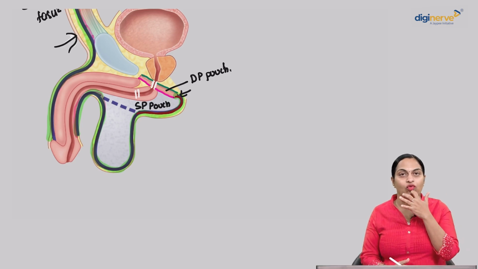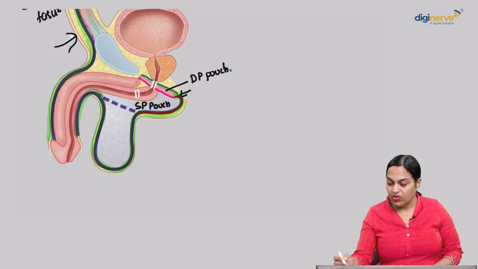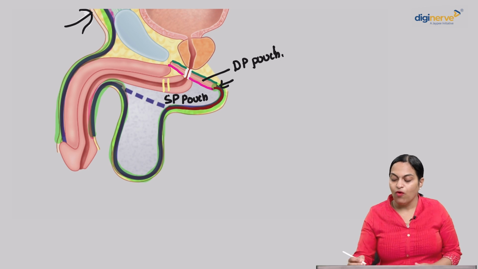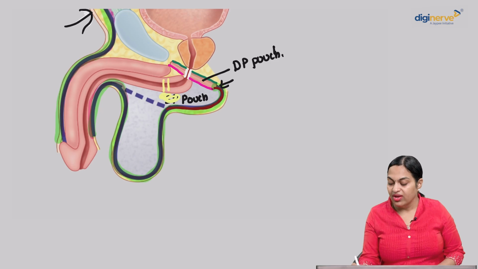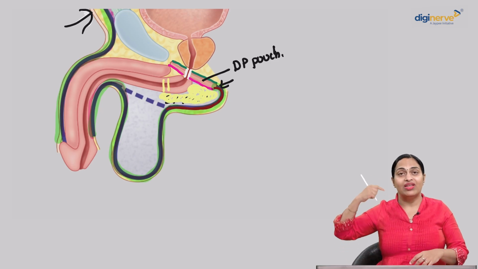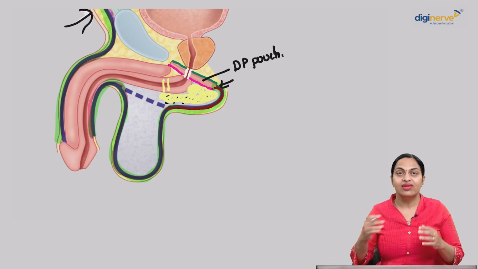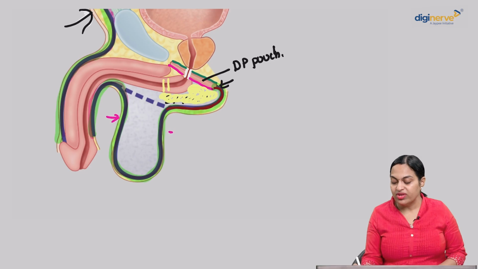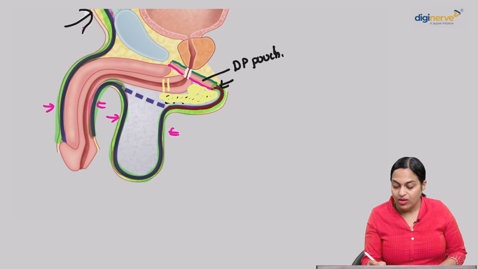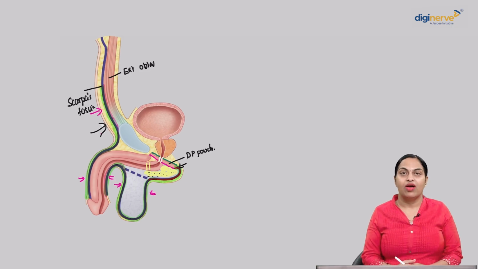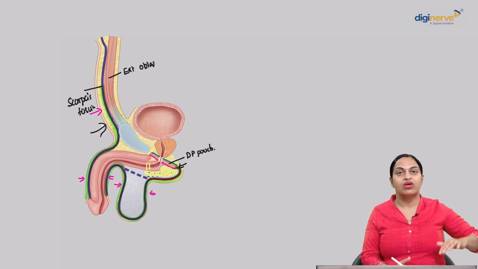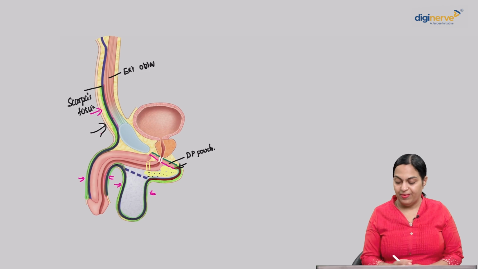Can I repeat that again for you? So here, in rupture of the bulbar urethra, the urine from the bulbar urethra will enter the superficial perineal pouch, but it will not go into the deep perineal pouch. But it can collect around the scrotum, around the penis, and extend into the lower part of the anterior abdominal wall because of the continuity of the Scarpa's fascia, right?